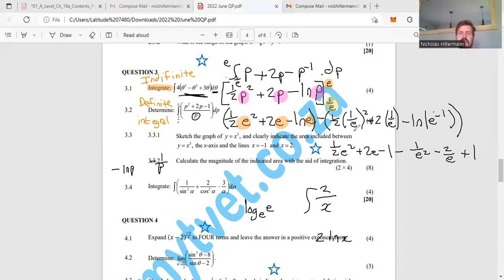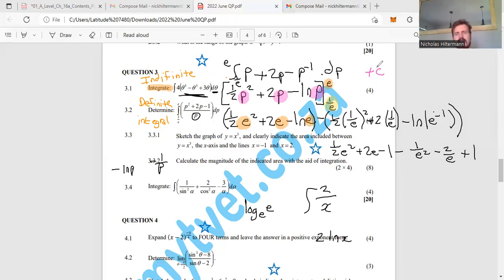Oh, I forgot a huge issue, but it does matter quite a lot. Whenever you find your integral, you need to put just plus c. Yeah, because there could have been a constant.